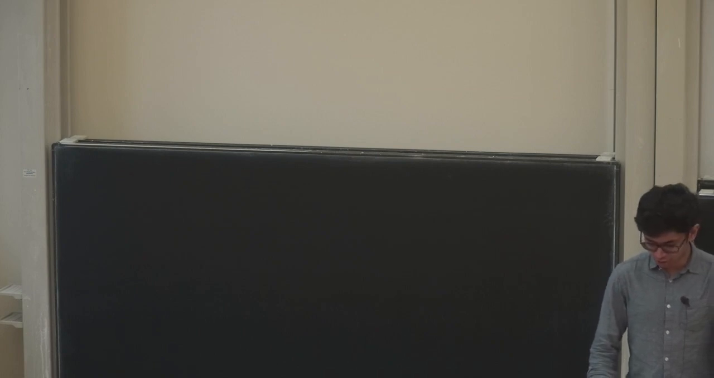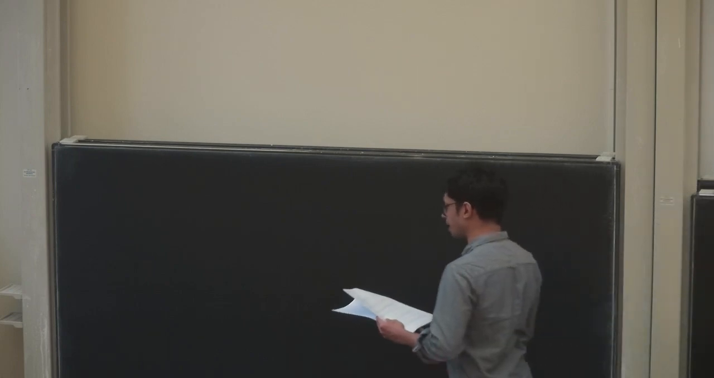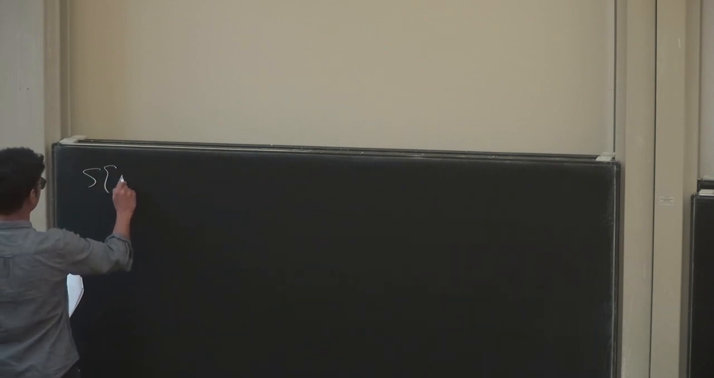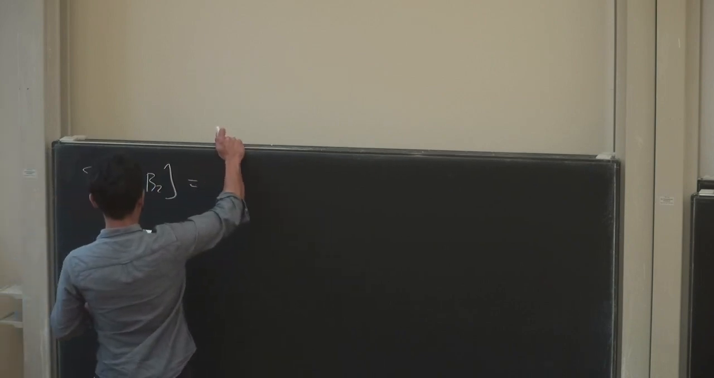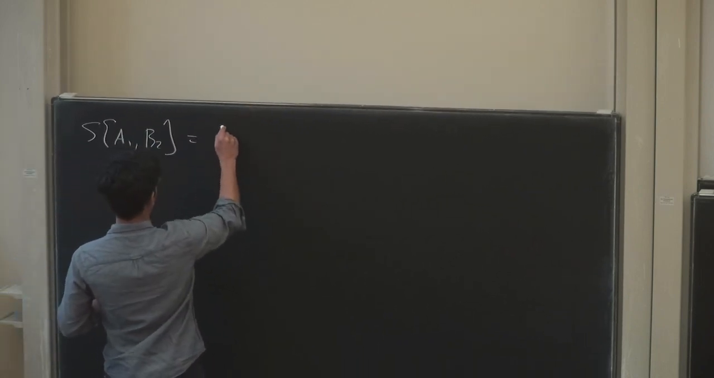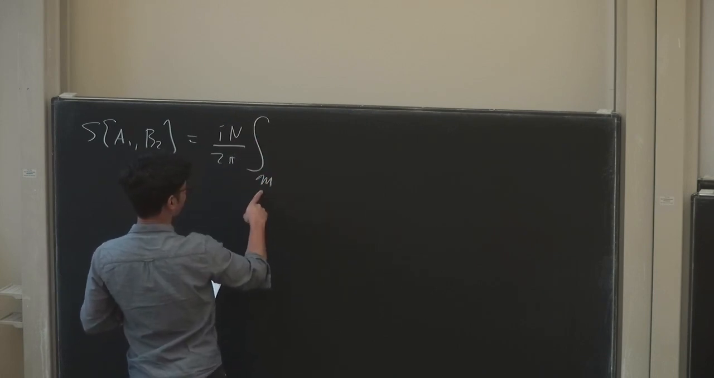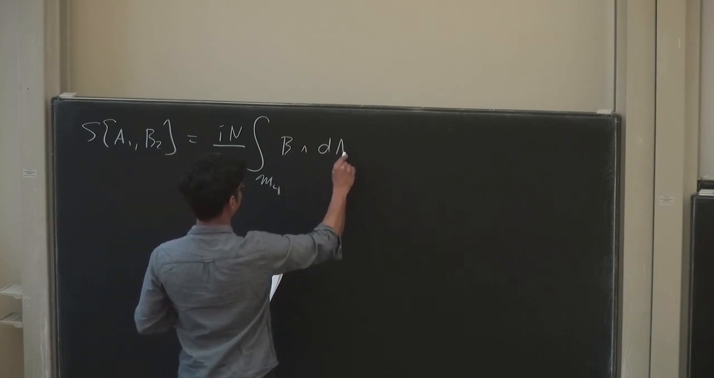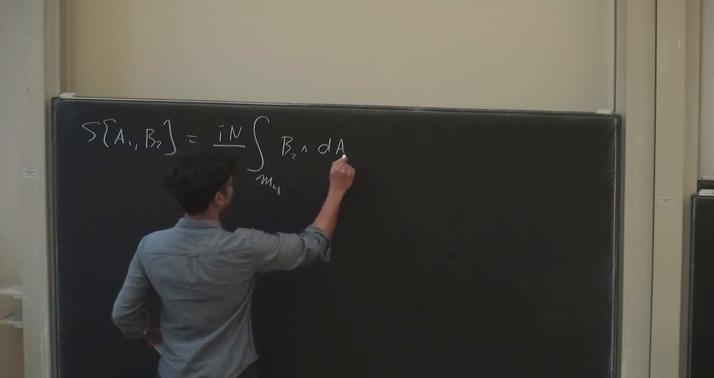Okay, so to remind you where we were last time, I introduced a theory called BF theory, whose action was the following. It involved a one-form and a two-form gauge field. And the action was equal to in over 2 pi, defined on an arbitrary 4 manifold. And the action is just B wedge dA. This is B2 wedge dA1.